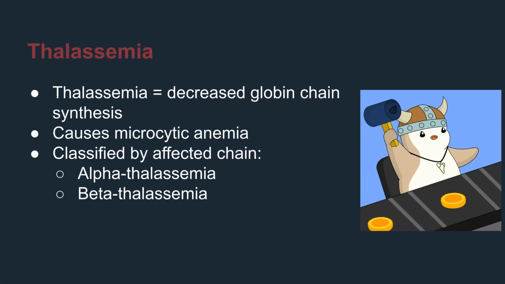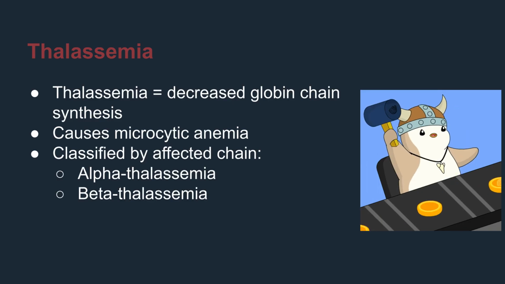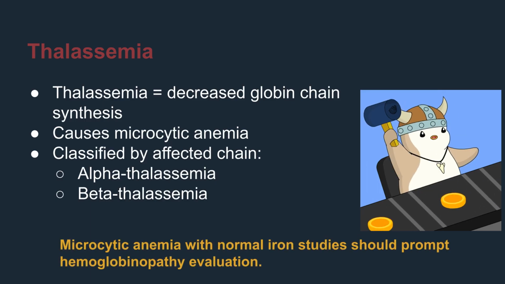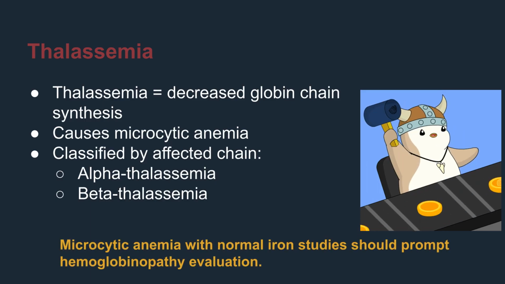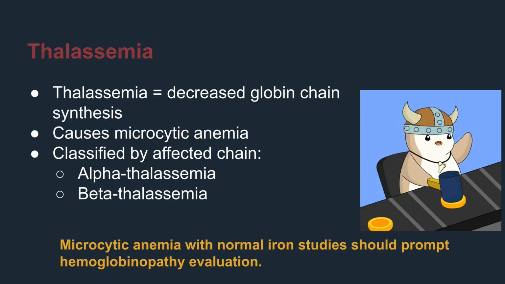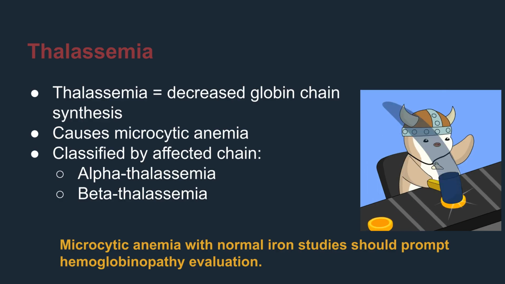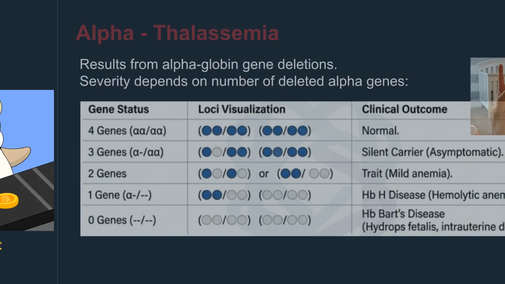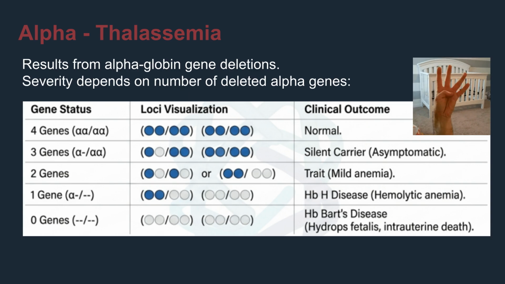Now switching gears from sickling to thalassemia. Thalassemia is not a structural hemoglobin problem. It's a chain production problem. The lab clue is microcytosis, which is MCV less than 80. So if the MCV is low, but ferritin is normal, don't keep ordering iron. Think thalassemia. Alpha thalassemia is a numbers game.